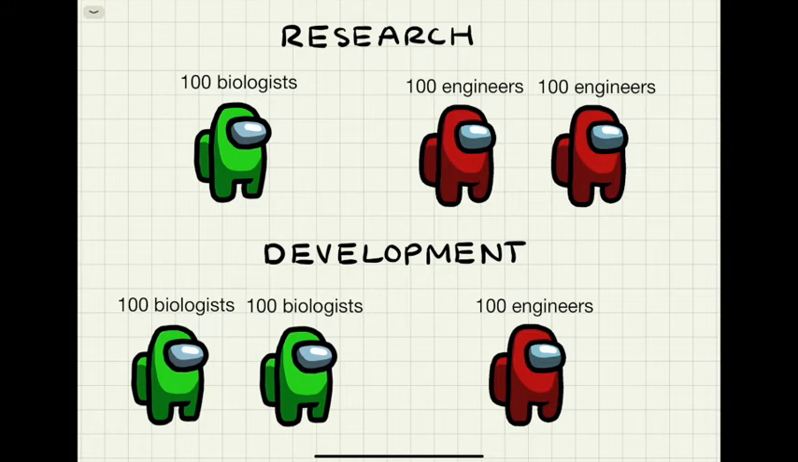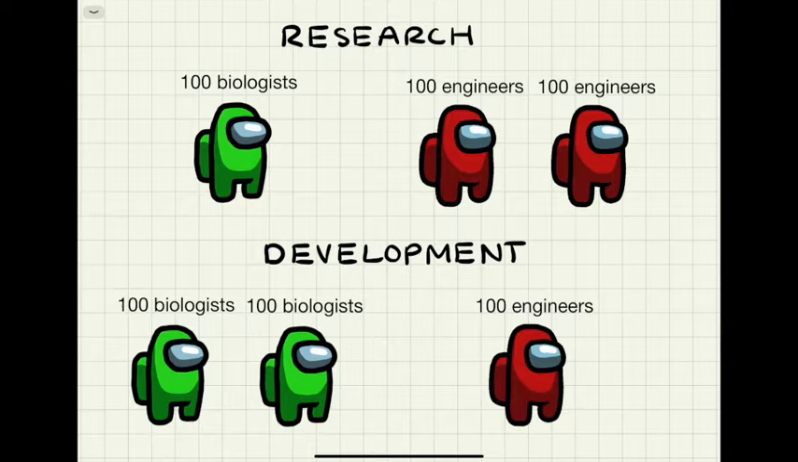So for the first case, if the development team has the exact inverse amount of biologists and environmental engineers, then the development team would have 200 biologists and 100 environmental engineers. And remember that Team A has 100 biologists and 200 environmental engineers.